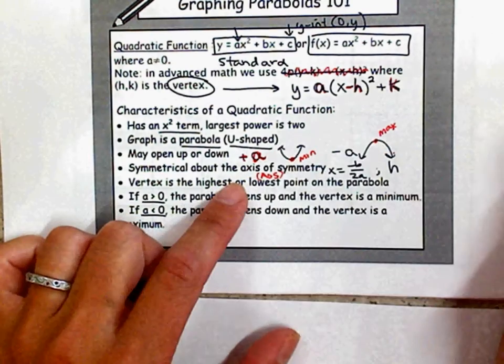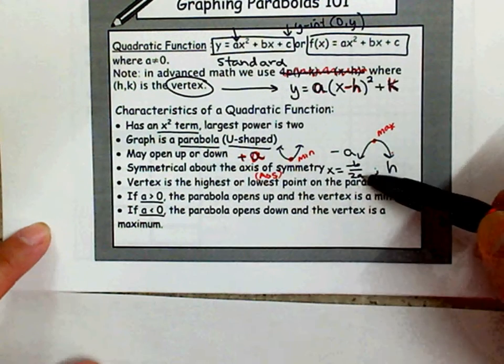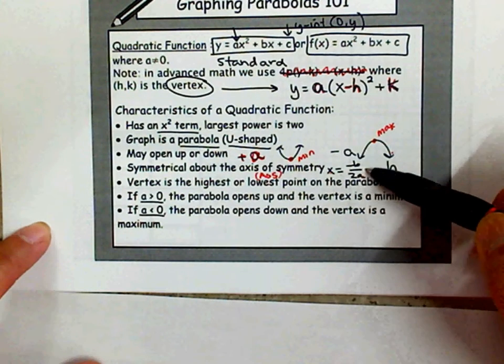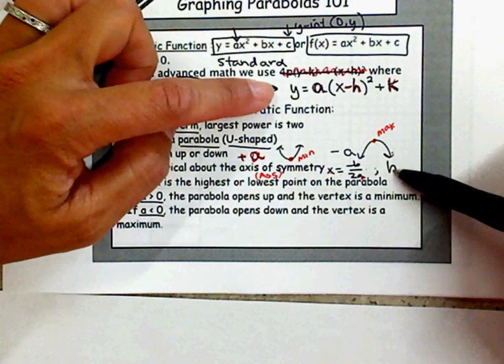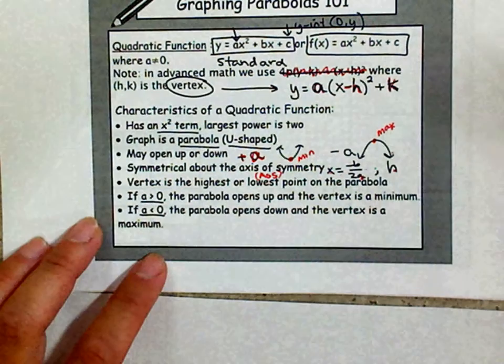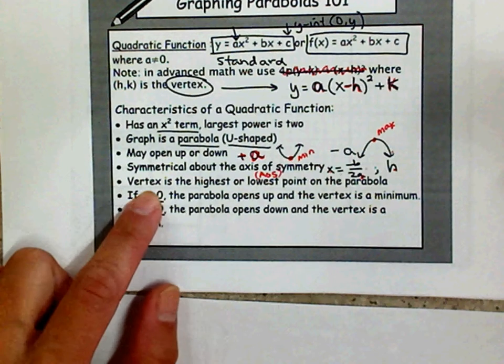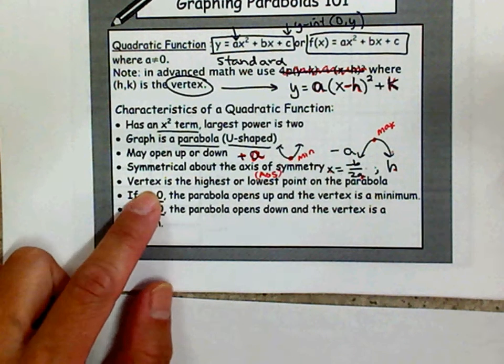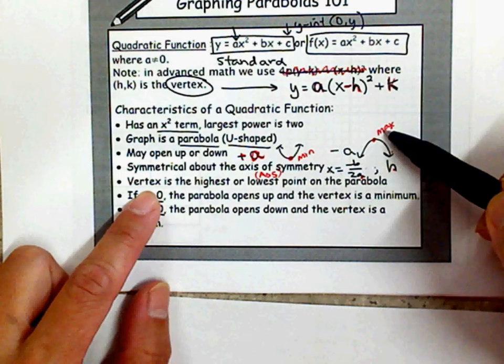That way we don't have to write that word out all the time. And the formula in standard form is x equals negative b over 2a. In vertex form, it's the letter h. That right there is going to be your vertex, and it's going to be your axis of symmetry. Vertex is the highest or lowest point in the parabola. Lowest point being your minimum, highest point being your maximum, and we are going to find those.